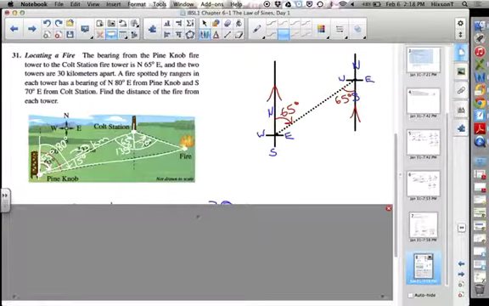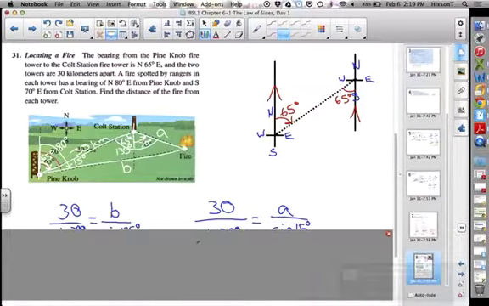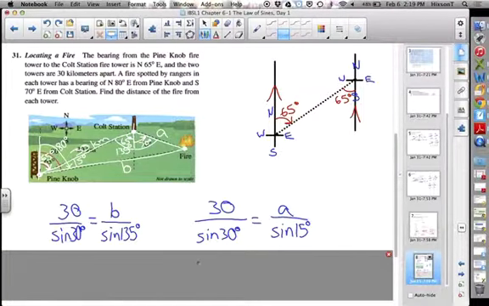Okay? Now you have angle side angle. You can solve that triangle now. Because the problem's asking, find the distance of the fire from each tower. So basically, they want us to find this distance and this distance, okay? So you set up your two equations to find A and B.